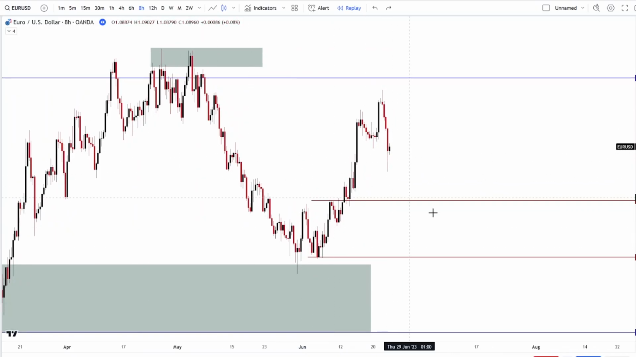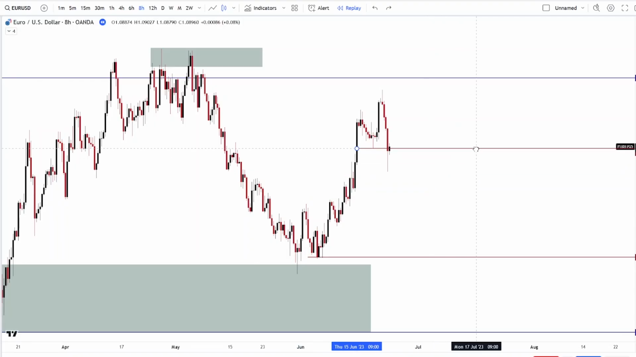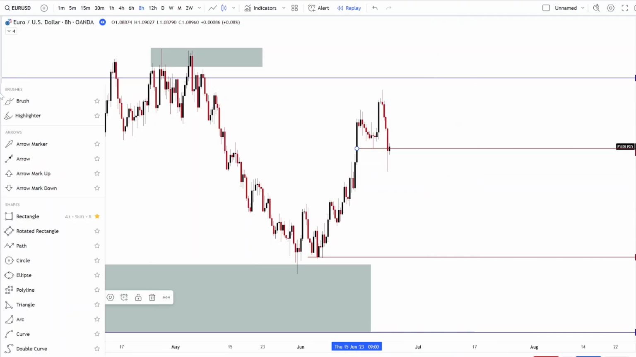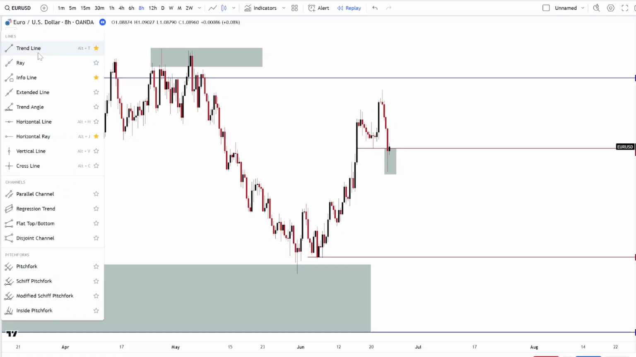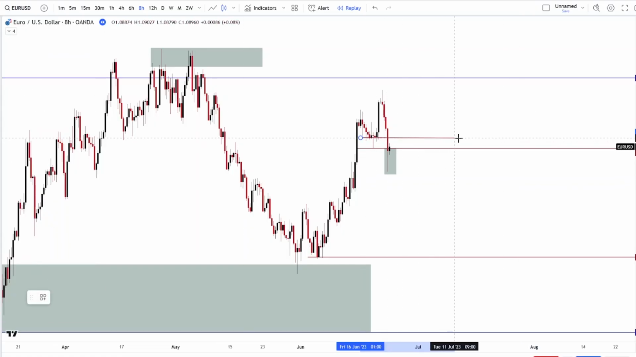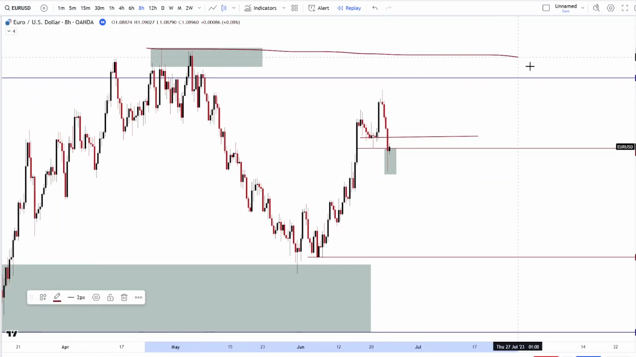Price went for a stop hunt, something we'll cover in a second. We have our stop hunt right here. Once price closes back inside of this area, we can expect price to continue high and target this high right here.